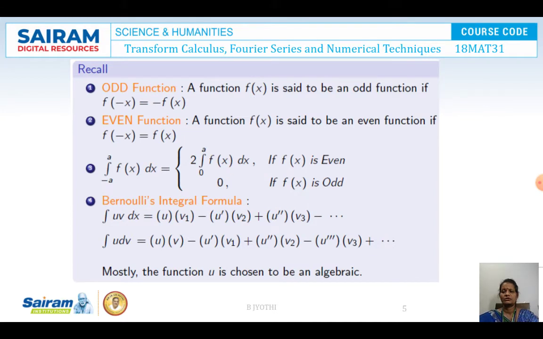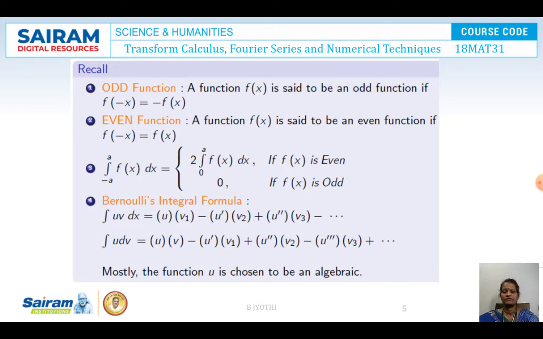Let us recall the odd function and the even function, because that is very important. A function is said to be an odd function if f(-x) = -f(x), and an even function if f(-x) = +f(x). And the integral from minus a to plus a of f(x) dx can be written as 2 times the integral 0 to a of f(x) dx if it is even, and it is 0 otherwise.